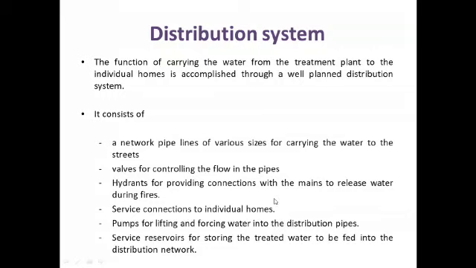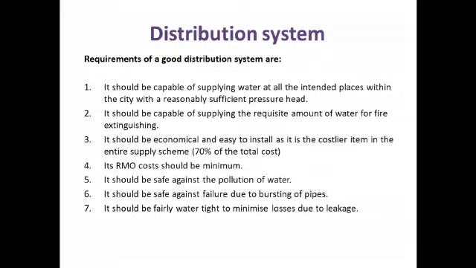Now, what are the requirements of this distribution system? This is the list of the requirements of a good distribution system. The first thing is that it should be capable of supplying water at all the intended places. I mean to say, if it is a high-rise building, then to the higher floors also the water has to reach with sufficient pressure or head, and to all the places within the city with reasonably sufficient pressure or head. And it should be capable of supplying water in the requisite amount, that is, in case of firefighting, fire extinguishing, whatever amount of water is required by the fire hydrants, it should be able to cater to that.